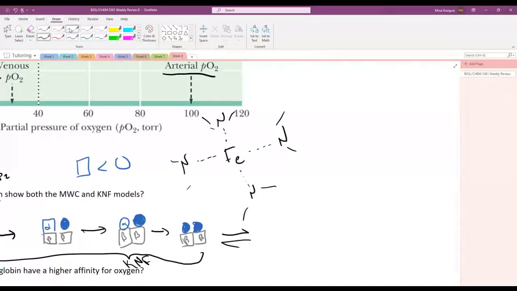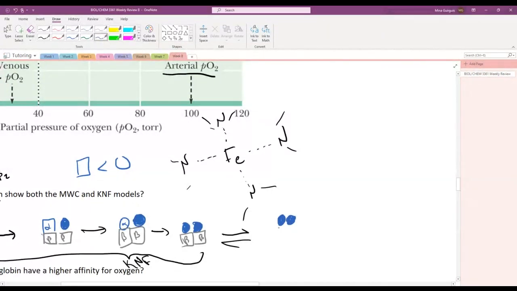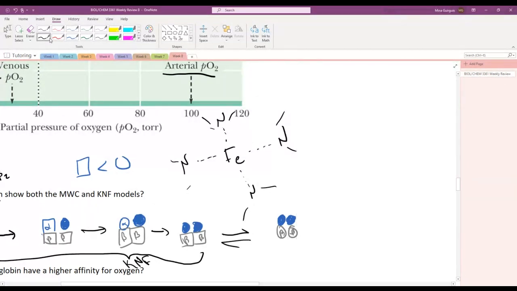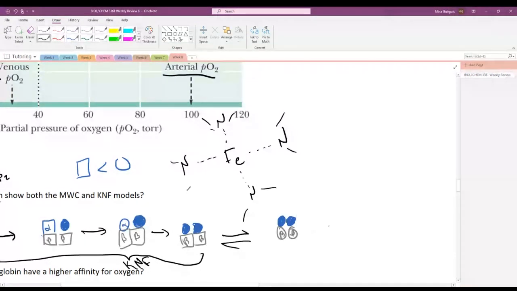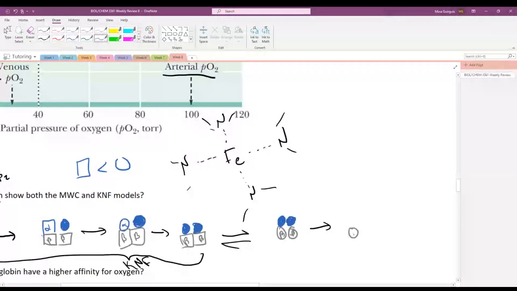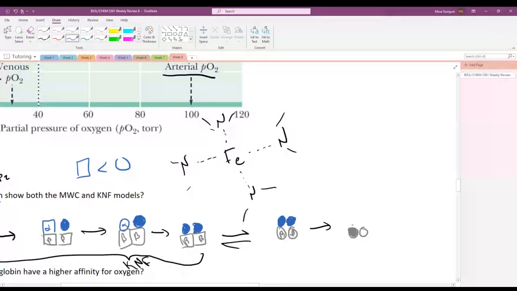Okay. And that conformational change, though, affects the beta subunits. It increases the binding affinity of the beta subunits. And just for the sake of time, I'm going to go ahead and only fill in one more reaction, although you can have all 4 subunits bound to oxygen, excuse me. But for now, I'm going to leave it empty.